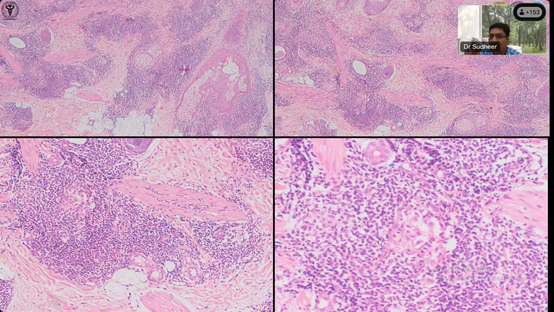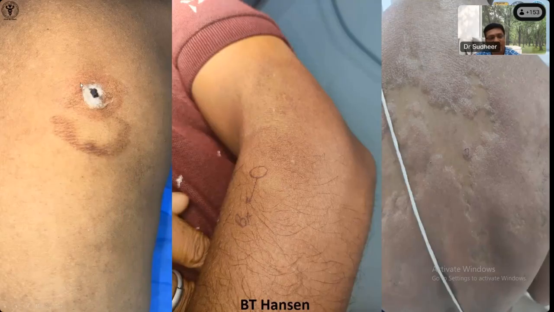So when you have this kind of appearance, you should always, without any doubt, think that you are dealing with leprosy. This is the patient who presented with an annular rash with hypopigmented area, and the clinical diagnosis was BT Hansen's.